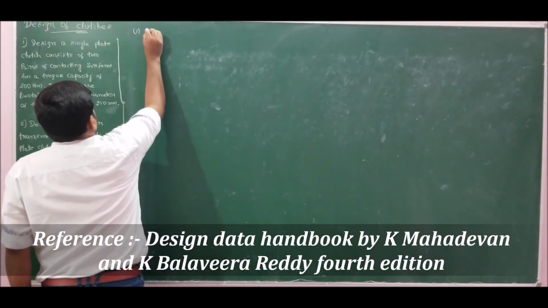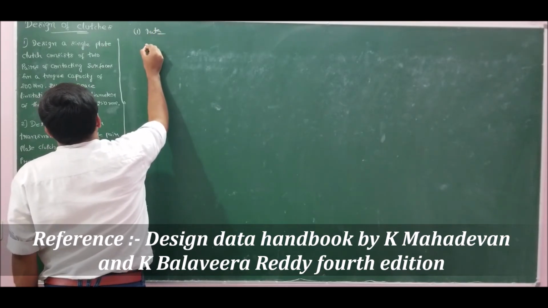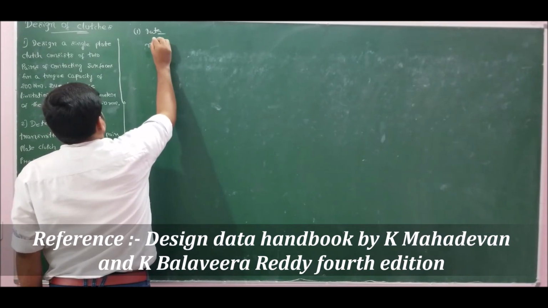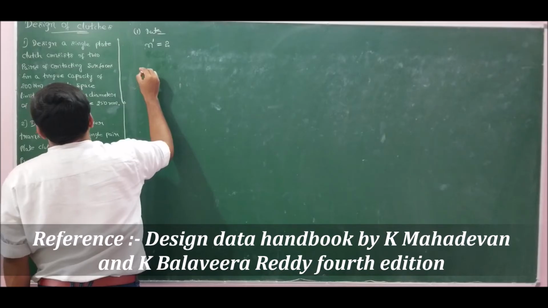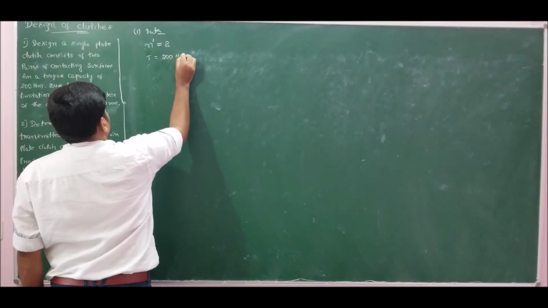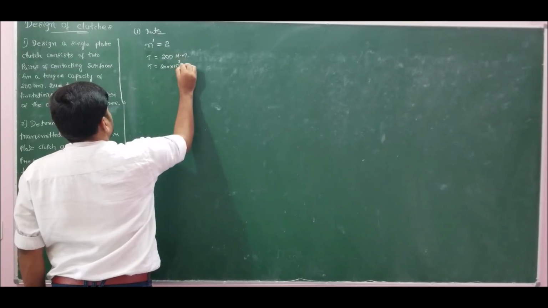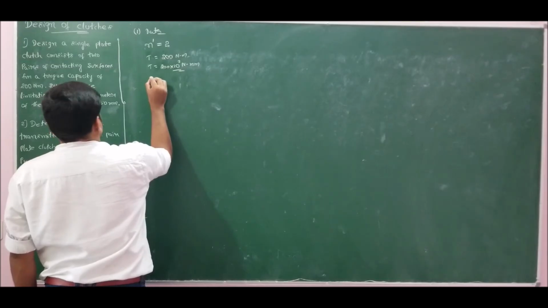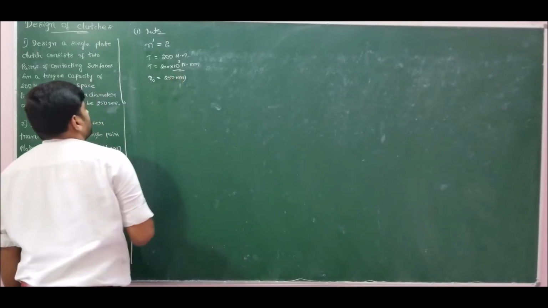If we move to the data given for problem number 1, we have a single plate clutch consisting of two pairs of contacting surfaces. The contacting surfaces are denoted by n dash. We have two pairs, hence it is 2. For a torque capacity of 200 Newton meters, this can be written as 200 into 10 to the power of 3 Newton millimeters. And we have the outer diameter d naught equal to 250 mm.